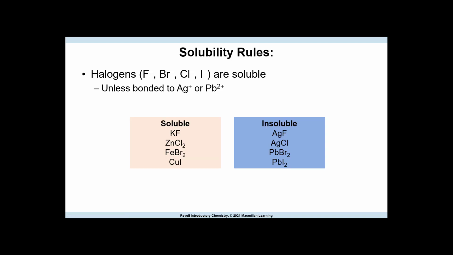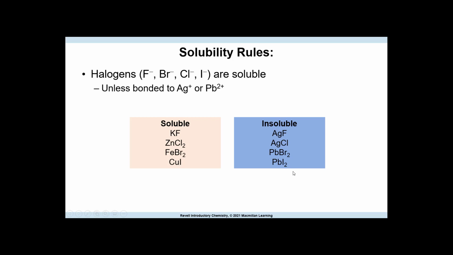There are a few important exceptions to the rule. The way ions fit together can be hard to predict, and sometimes ionic compounds exhibit surprising stability. For example, ionic compounds containing halogen ions, fluoride, chloride, bromide, and iodide, are nearly always water soluble, unless they are bonded to silver or lead. Following this rule, potassium fluoride, zinc chloride, iron 2 bromide, and copper iodide are all soluble. On the other hand, silver fluoride, silver chloride, lead 2 bromide, and lead 2 iodide are all insoluble. So this is an interesting thing where you see some that are and some that aren't.